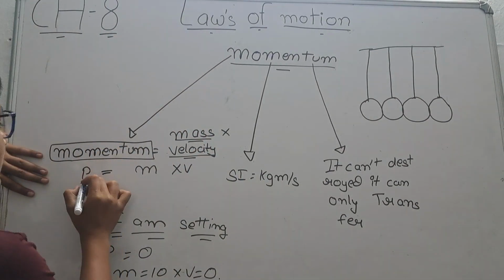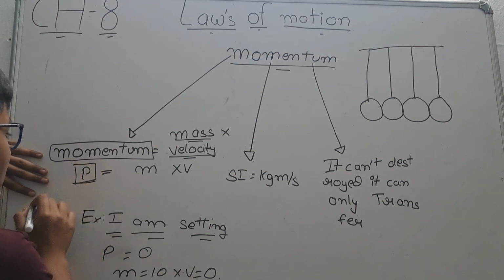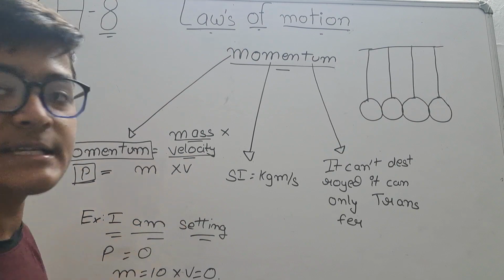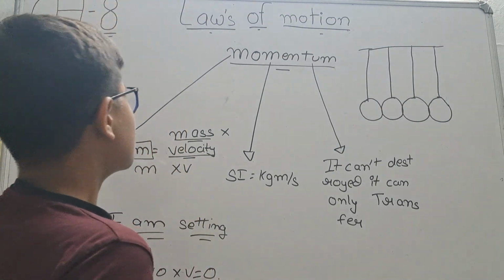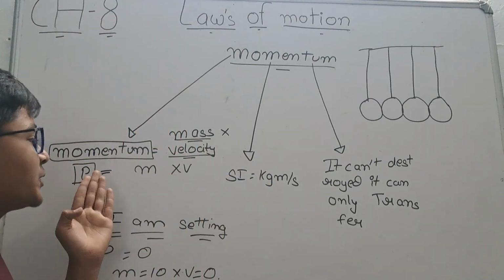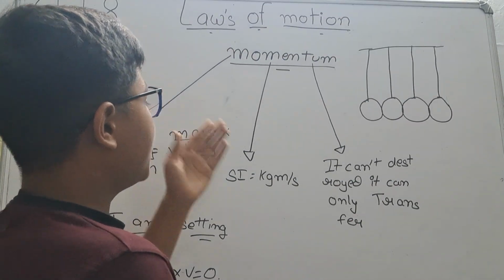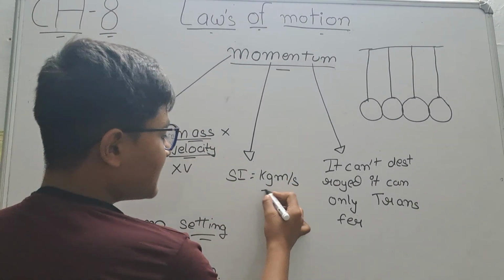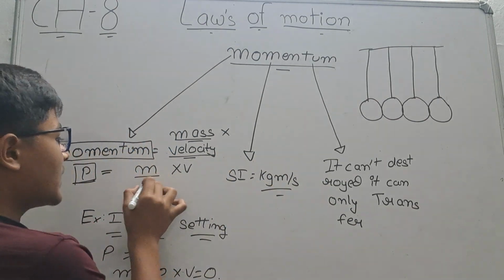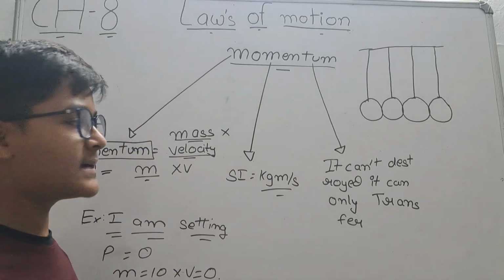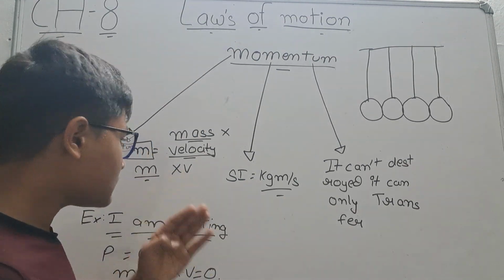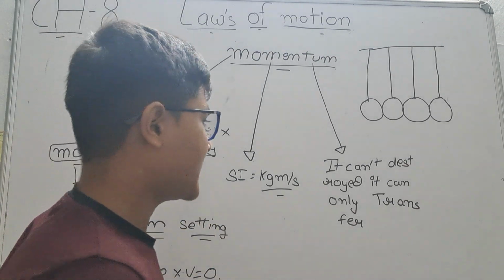Momentum is denoted by P, mass is denoted by M, and velocity is denoted by V. So momentum is the product of mass into velocity. Its SI unit is kilogram meter per second. You can easily remember it this way: the SI unit of mass is kg, and the SI unit of velocity is meter per second.